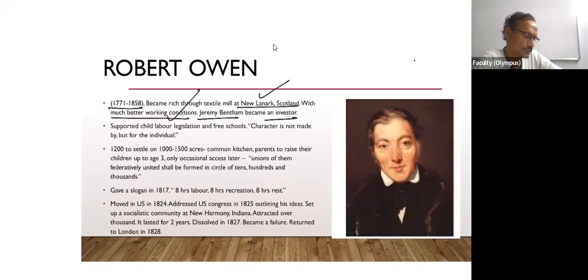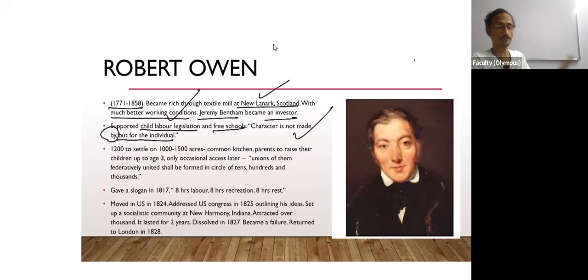He was very progressive. He supported child labor legislation and free schools. He said character is not made by, but for the individual. Character is the result of circumstances, which meant education is important, because at that time there was no education, and children were made to work for many hours. Whereas in his company there was education, and children were being educated.